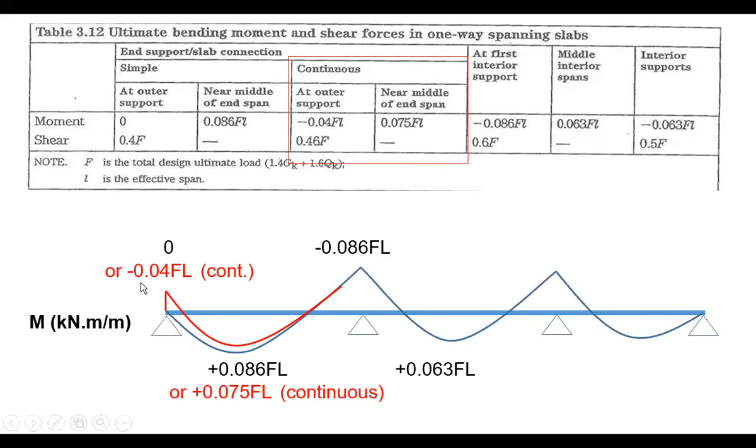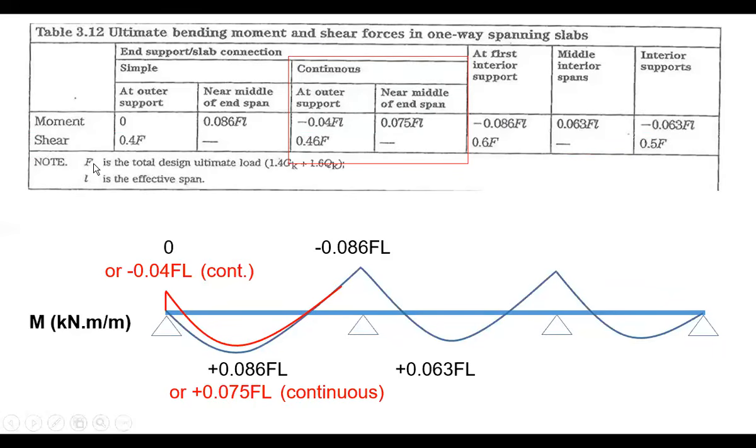It equals minus 0.04 FL. And also it will affect the positive moment. It will be reduced because you took some of the moment as negative. So it will reduce the positive moment from 0.086 to 0.075 FL. But what is this F and what is this L? L is the span, this span and this span, third span, and so on.